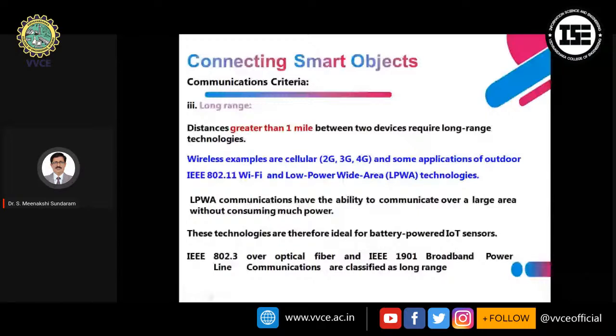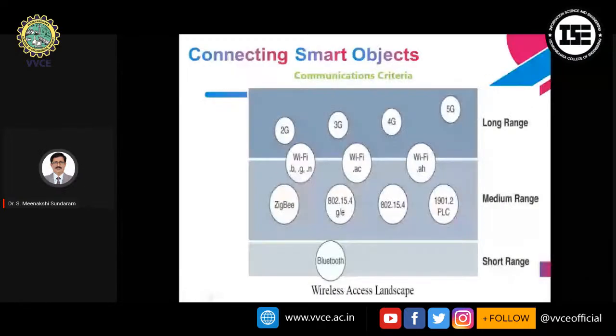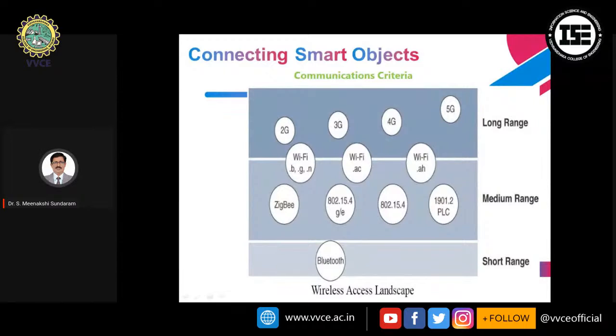And these are the communication criteria where we can categorize as short range, medium range, and long range. So, right from Bluetooth, Zigbee, 802.15.4, GRE, and 1901.2 for PLC. Similarly, for Wi-Fi, and similarly for 2G, 3G, 4G, and 5G. And research is going on even in the 6G platform also.